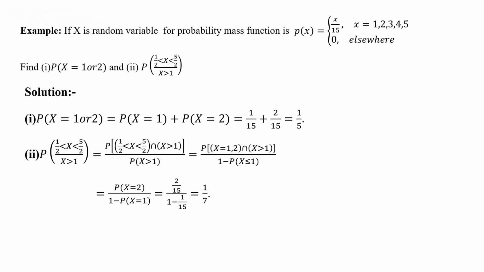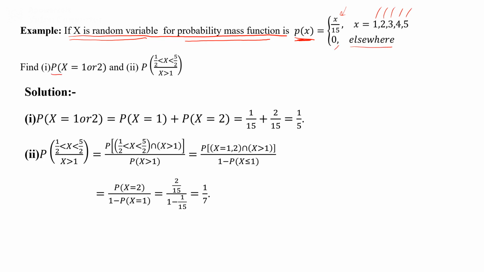One more example to clarify. If x is a random variable for which the probability mass function is p(x). Whenever we use the word probability mass function, you have to remember that it means we are talking about a discrete random variable. So here p(x) is defined as x by 15 when x is equal to 1, 2, 3, 4, 5, and elsewhere 0, meaning everywhere else 0.